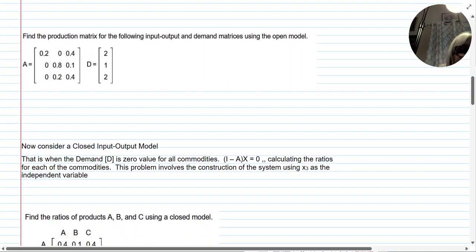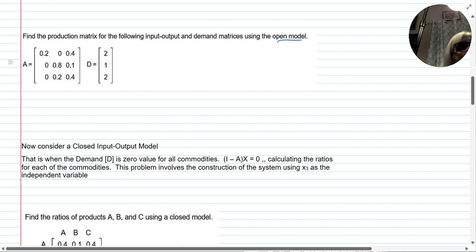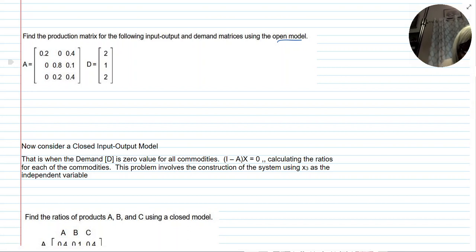All right. Well, here we have: find the production matrix for the following input, output, and demand matrices using the open model. Open model means that we want to find out more or less how much of each we want to do. Well, on this one, we have a 3 by 3. Our identity is going to be 1 0 0, 0 1 0, 0 0 1. And that's also a square matrix, 3 by 3. And our demand is 3 by 1.